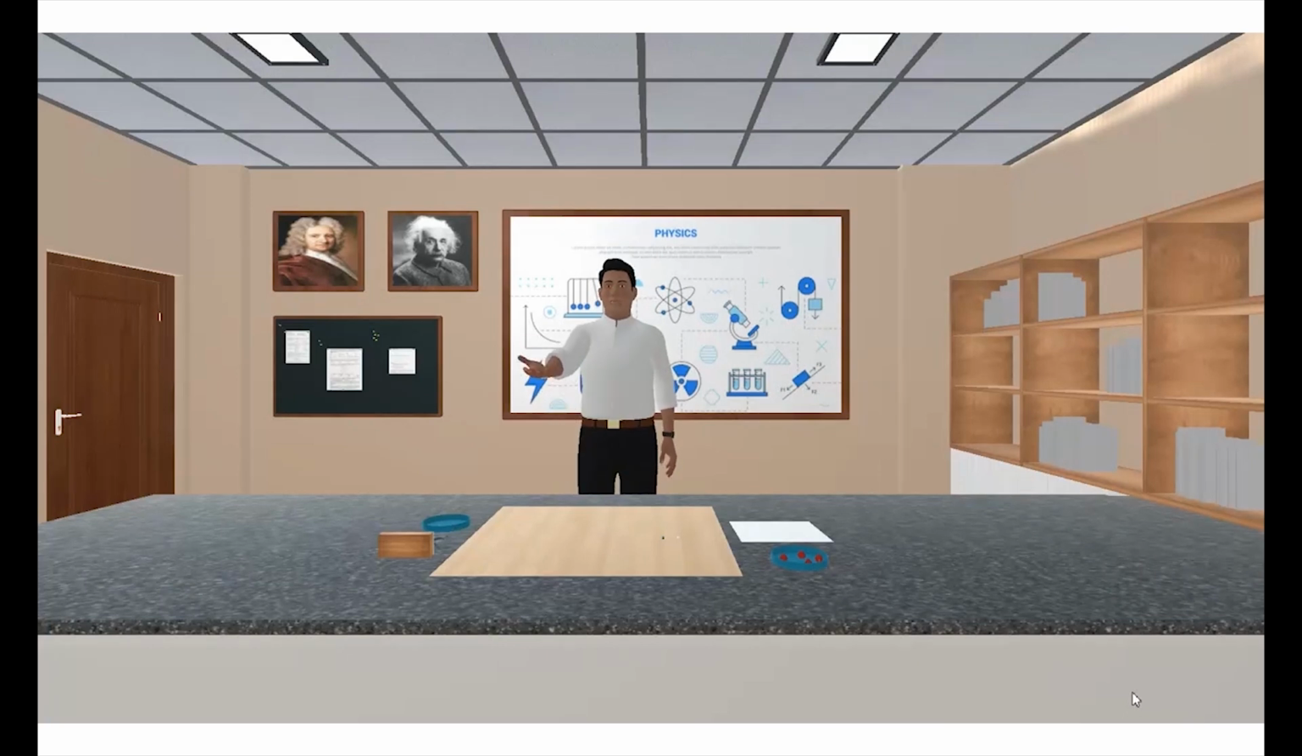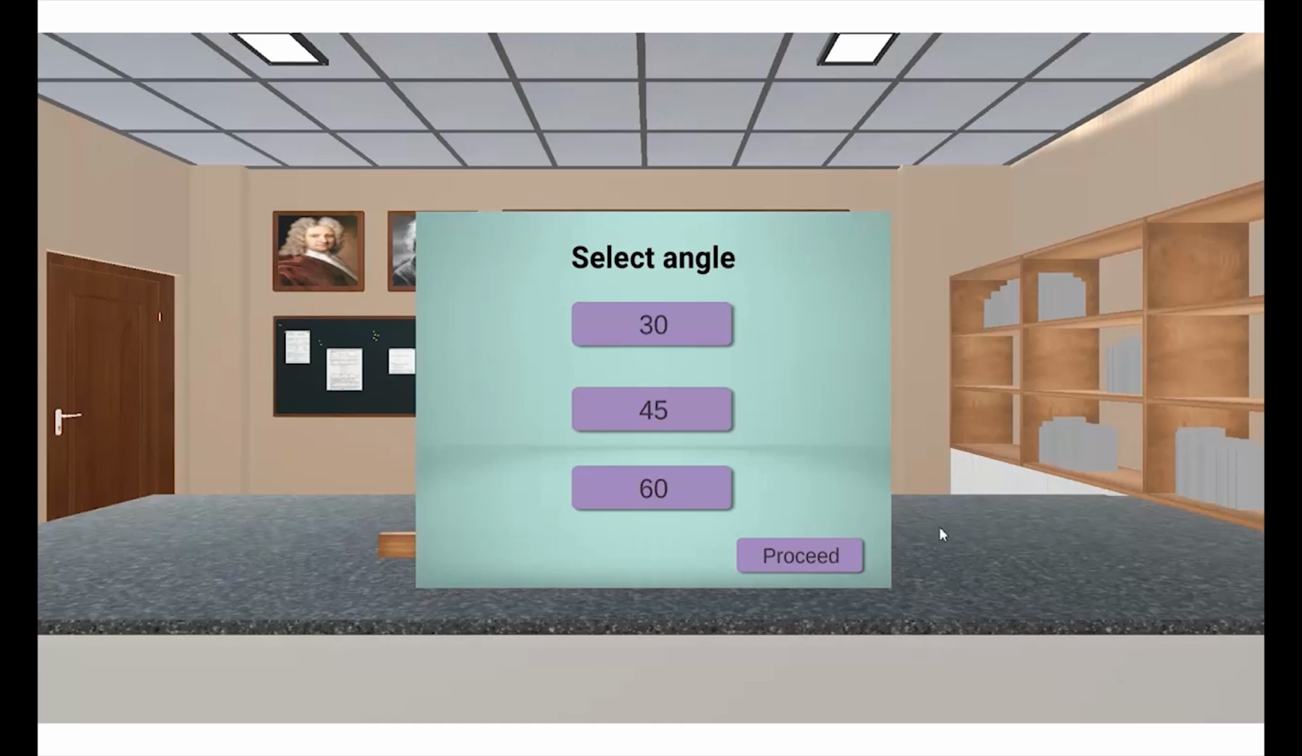Let us understand light and its interaction with surfaces with the laws of reflection. We will conduct an experiment to verify the laws of reflection using a plane mirror. Select which angle among the following should be your incident angle. Click on the Proceed button to continue.